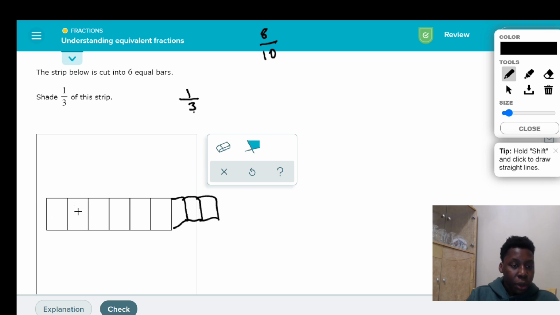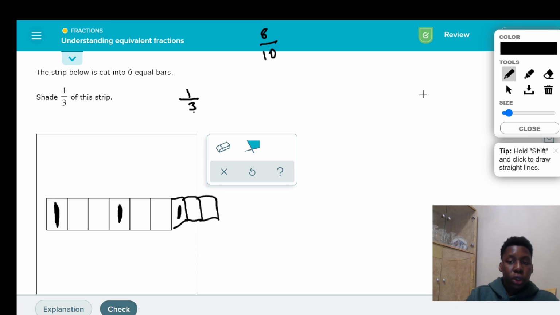So for every 3 bars we count, let's say one, two, three, we should only shade it once. We shade one, two, three, once. Then we come to the next one, one, two, three, also shade it once. Come here, one, two, three, also shade it once. So how many do we shade now? Three, right? Because the number of bars here is 9.